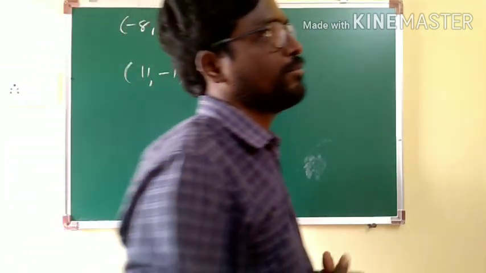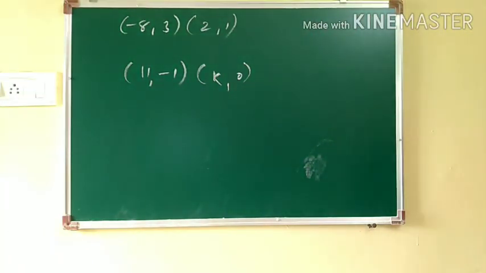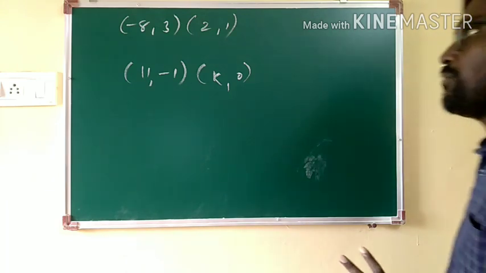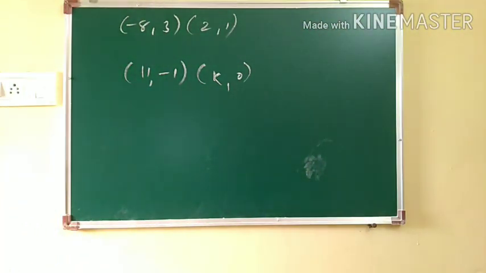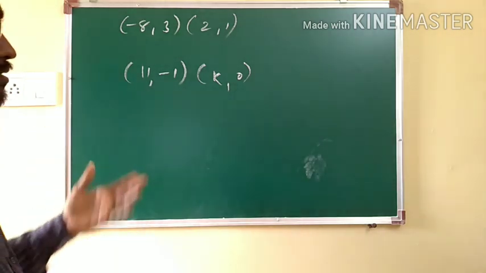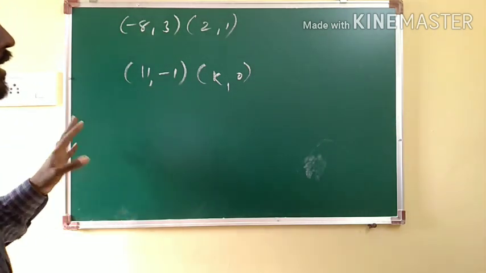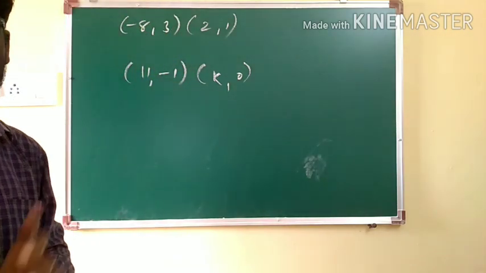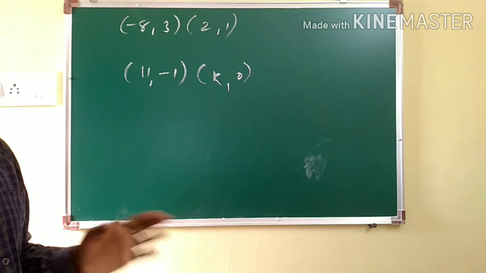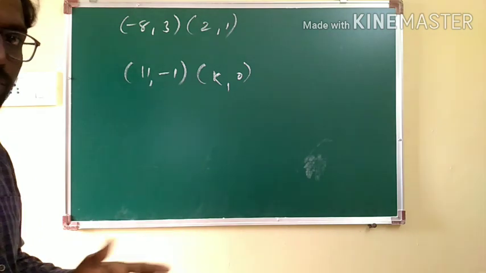I have told you a number of times that whenever you are given two coordinates and asked to find the slope, the formula we apply is y2 minus y1 by x2 minus x1. That's the required formula to find the slope. Here you are given two different lines with two points each, so we'll calculate the slopes and equate them, because the lines are parallel.